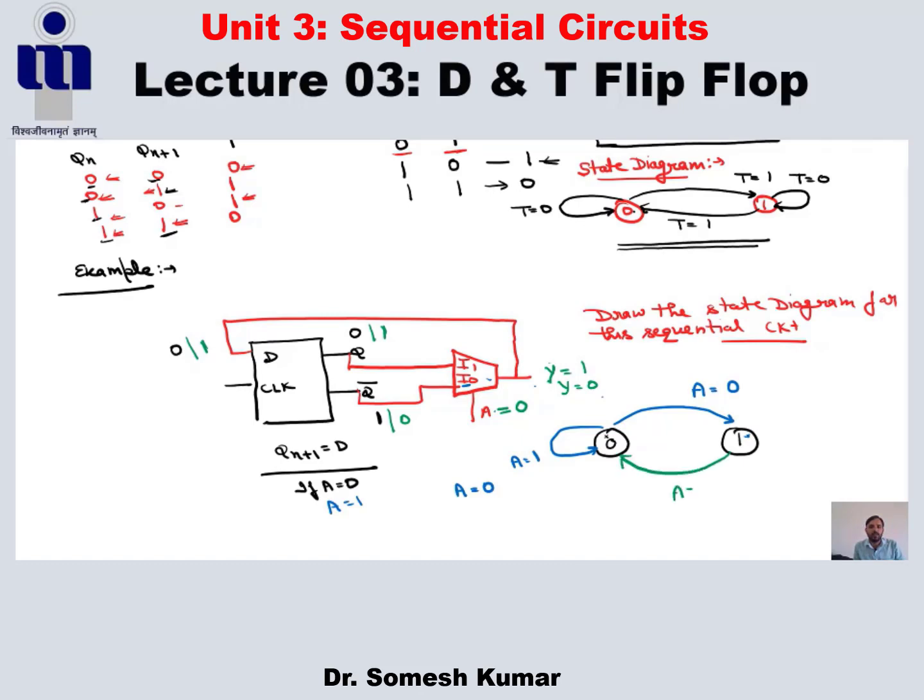Now in which case when A equals 0, what happens if A equals 1? Here if A equals 1, then this is propagated to the output and this is 1 here, so it remains in the same state. So A equals 1. This is the state diagram of this sequential circuit. This type of question is very important from the GATE perspective.